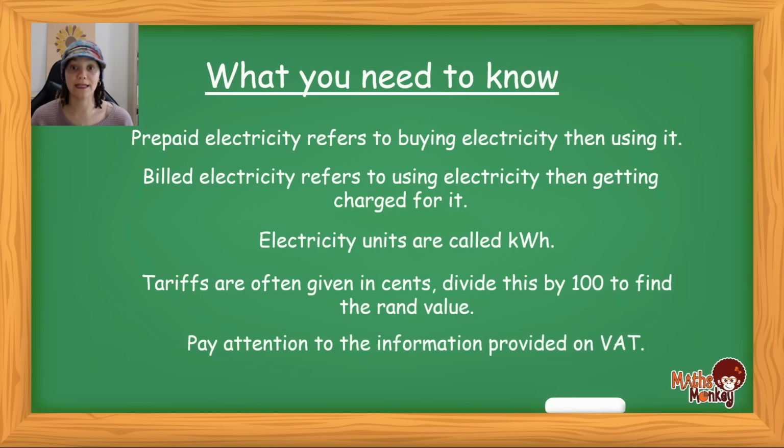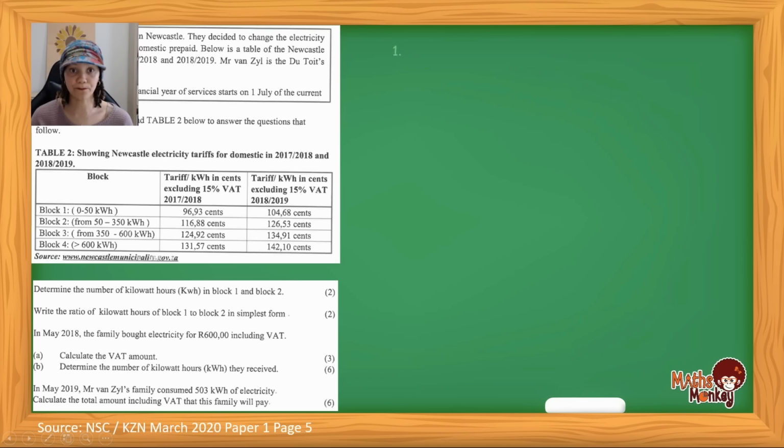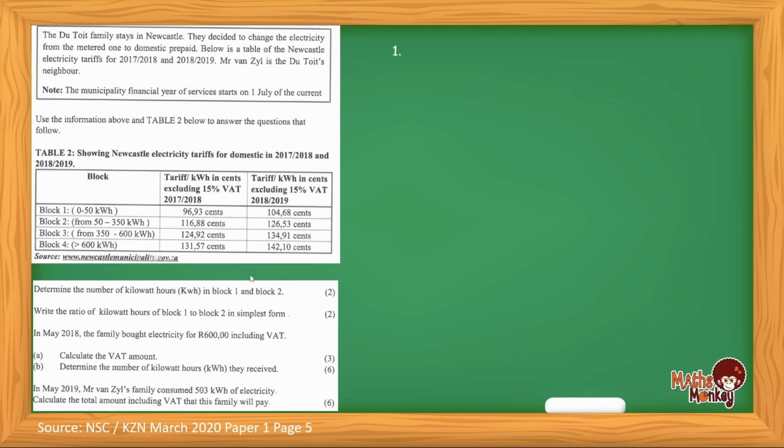And this last one is pay attention to whether or not the values given in a tariff system include VAT or exclude VAT. And that will be given to you in the question's information. Okay, so this is our baseline understanding, and now we're going to go into a question. What I like about this question is that it tests all the different ways in which they can ask electricity tariff questions. So I'm going to take you through these questions slowly, and then you will have an understanding of exactly how to approach this. Okay, so let's read.